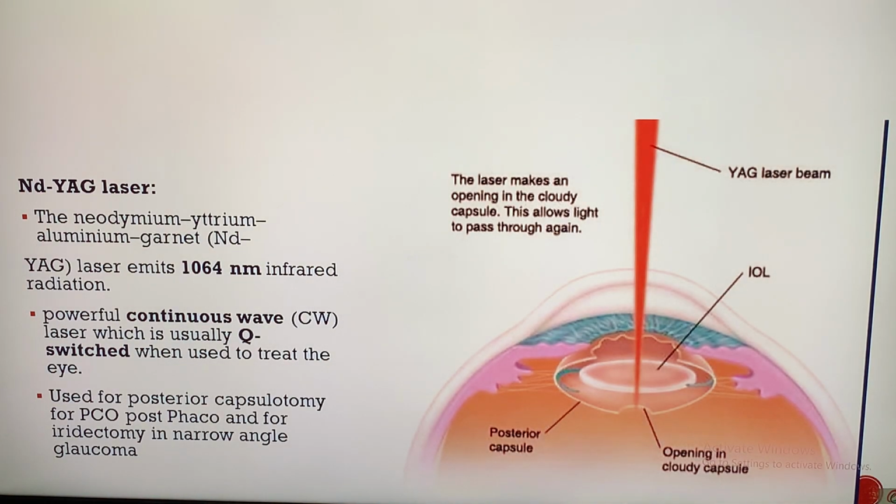Nd:YAG laser is the most famous that we know. It emits a radiation of 1064 nanometers. The mode is continuous wave, but Q switching is used with this continuous wave mode. It is used for posterior capsulotomy, for posterior capsular opacification, and for iridectomy in narrow angle glaucoma.